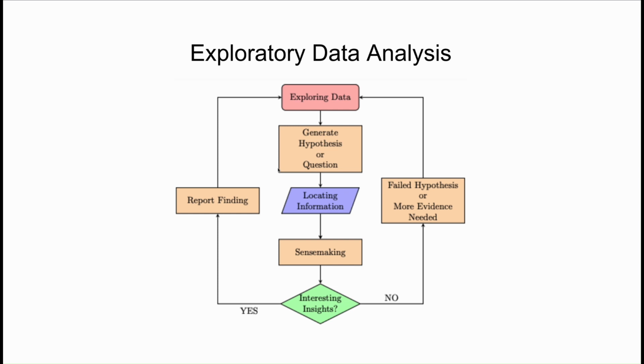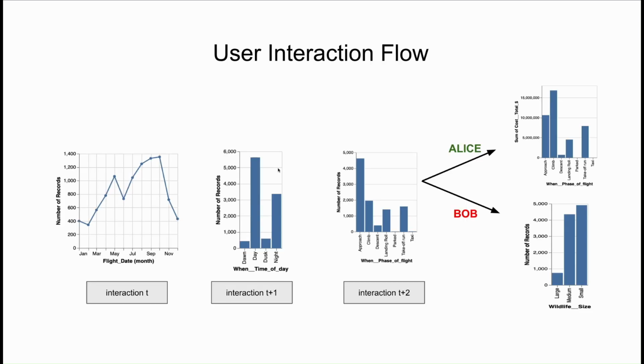So they have to go through the cycle of generating hypotheses, locating information, doing sense making, and based on what they have learned from the data, they change their focus on different data areas. Let's look at a quick example that illustrates the scenario where ShiftScope benefits from explicitly modeling users' data focus.